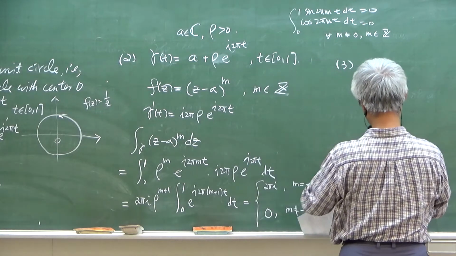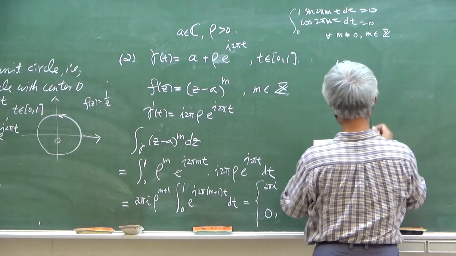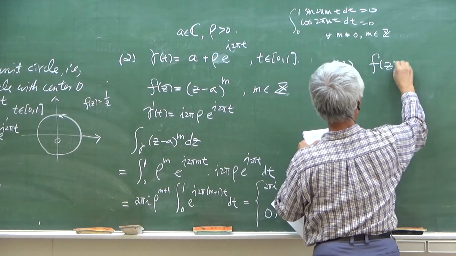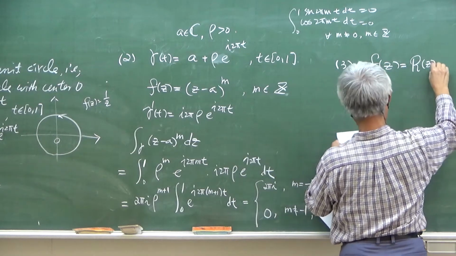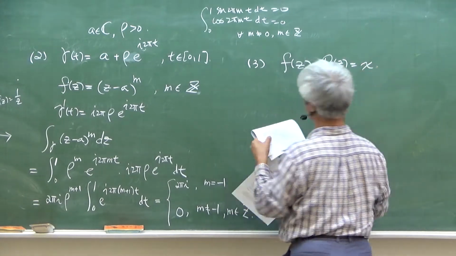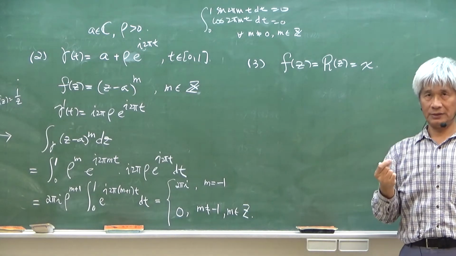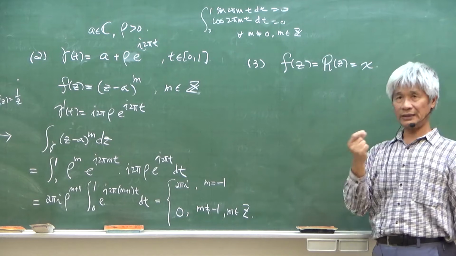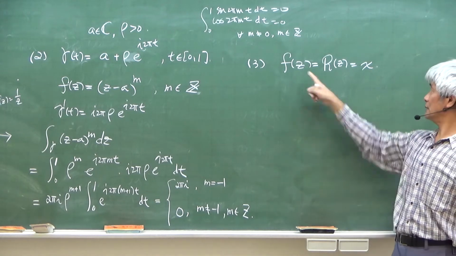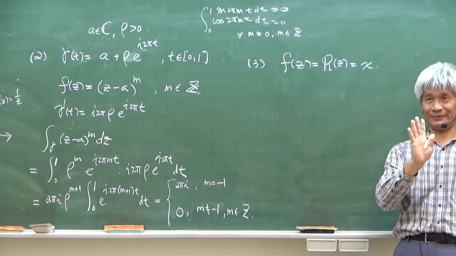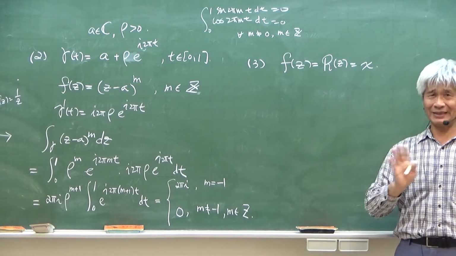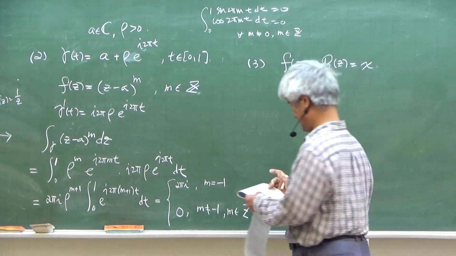Furthermore, suppose that we have a function, the real part of z, which is x. Suppose we have a function that just takes the real part out from z. So it's a very strange function, just take the real part out. You can see it's not smooth, it's very strange.